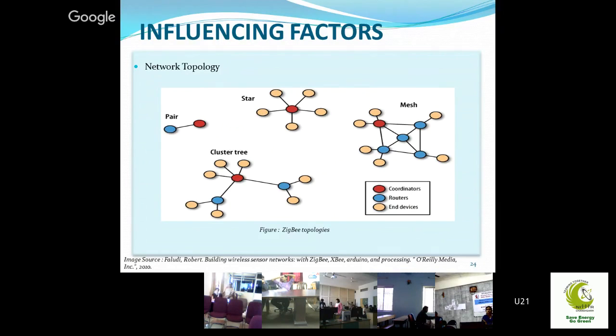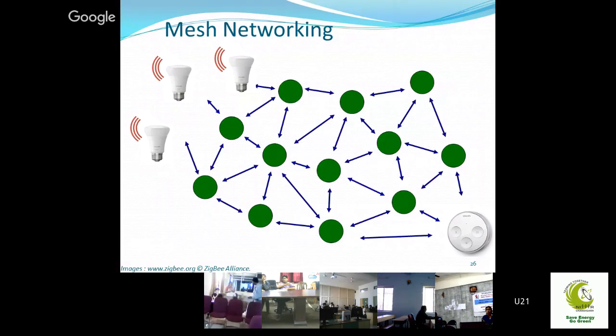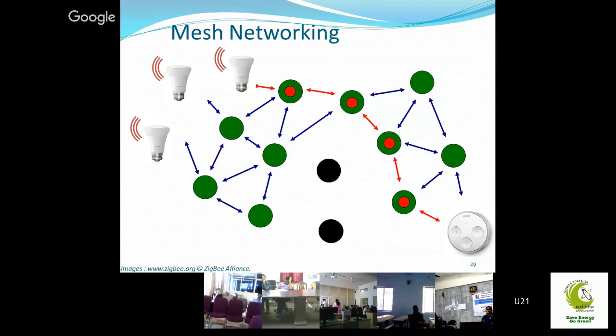Generally we support star and cluster tree, but what makes wireless sensor networks distinct from the others is mesh. For example, if you want to communicate your packets from the switch to the bulbs, it may have a particular path. But what happens if a few nodes die? Then it should be able to send the packets through different paths. This is what is achieved by mesh networking.